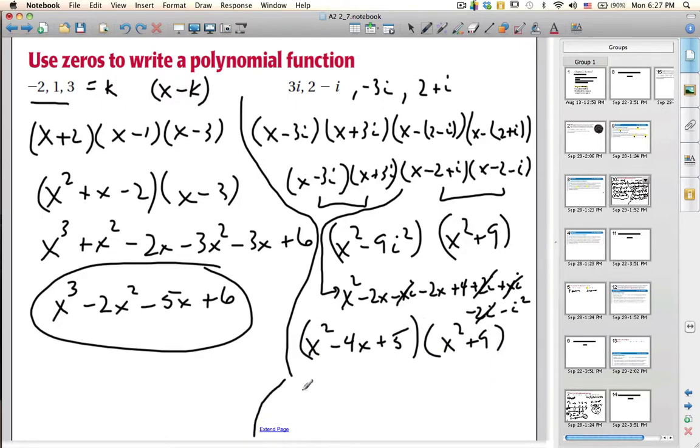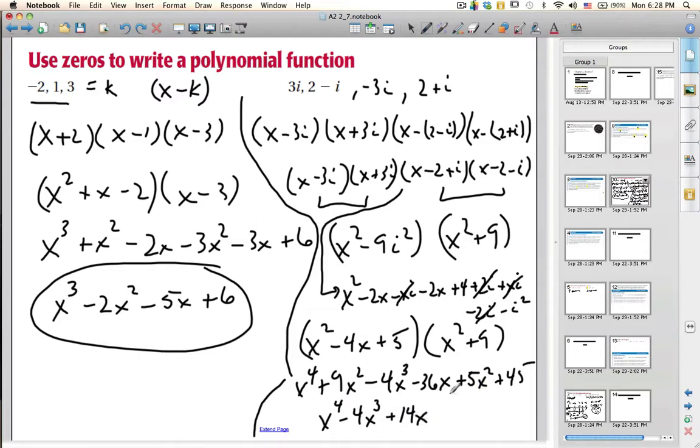So x squared times x squared is x to the 4th. x squared times 9 is 9x squared. Minus 4x times x squared is minus 4x cubed. Minus 4x times 9 is minus 36x. 5 times x squared is 5x squared. And 5 times 9 is 45. When I combine like terms, I'll have x to the 4th, minus 4x cubed, plus 9x squared and plus 5x squared, that's plus 14x squared. I have minus 36x and plus 45.